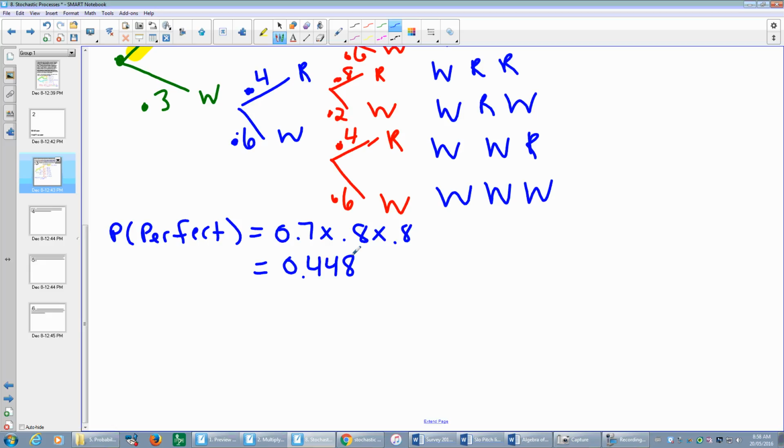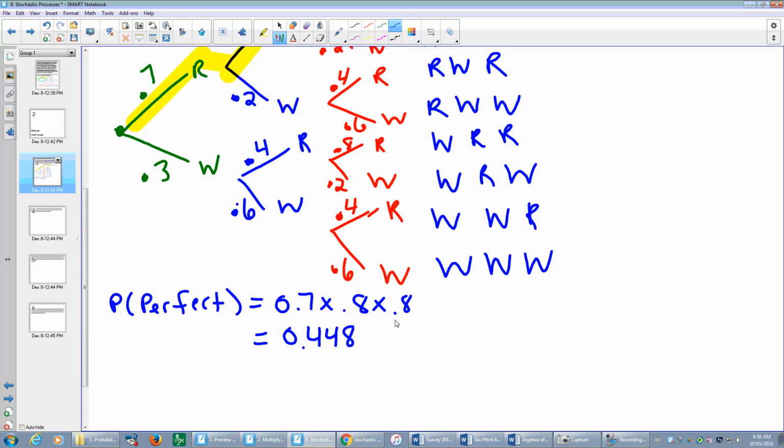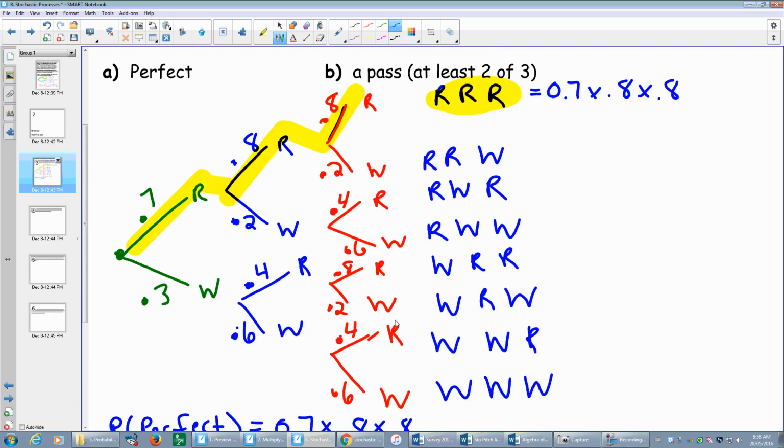Okay, that's the probability that he will get perfect. Then I have to look here. What is the probability of a pass, which is at least 2 out of 3? At least 2 out of 3 also includes your perfect, because 3 out of 3 means that he also passes. So I'm also looking at this case, and this case. So there are 2 other cases that I have to have here.